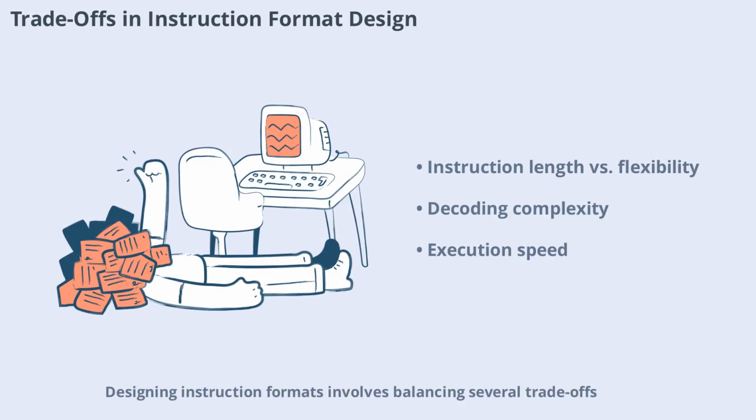Designing instruction formats involves balancing several trade-offs: instruction length, decoding complexity, flexibility, and execution speed. Shorter instructions save memory but may require more instructions to perform complex tasks. More flexible formats allow for powerful operations but increase hardware complexity. Architects must weigh these factors to meet the needs of their target applications.